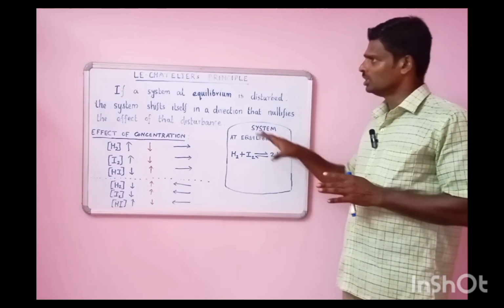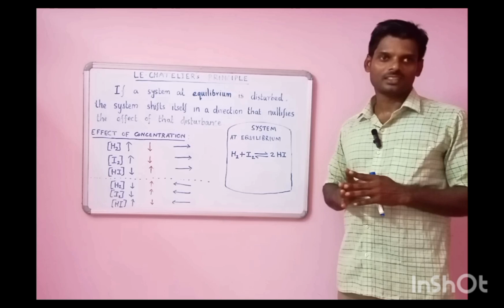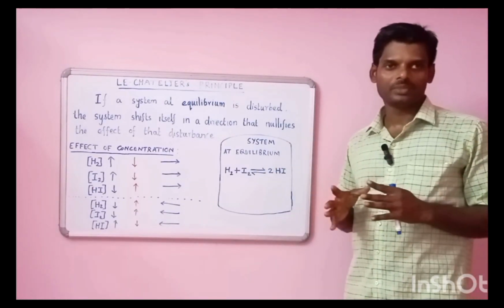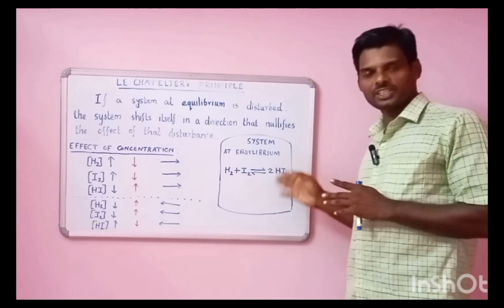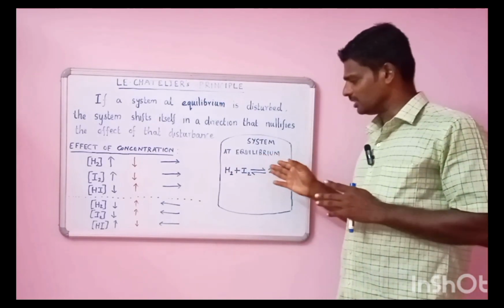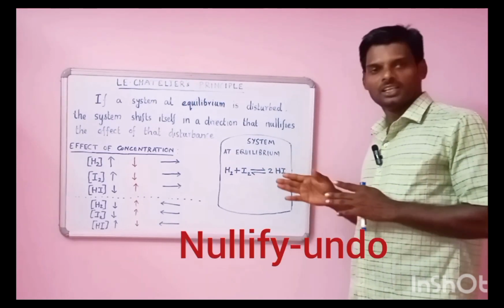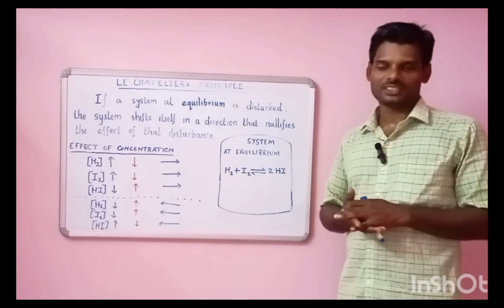Now we will move to the Le Chatelier concept. As per the Le Chatelier concept, if a system in equilibrium is disturbed, then the system shifts. The system itself shifts in a direction to nullify the effect of that disturbance.